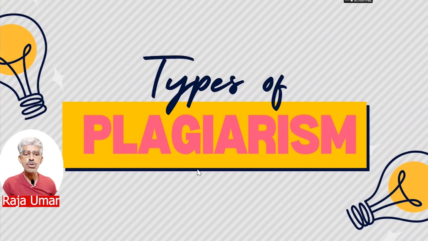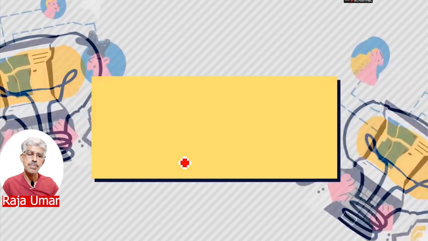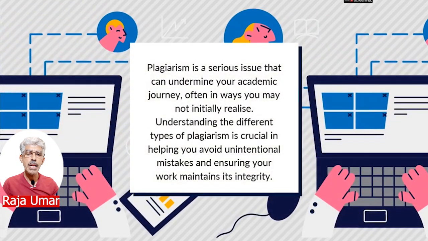So now we are going to talk about certain types of plagiarism. What are they? Plagiarism is a serious issue that can undermine your academic journey, often in ways you may not initially realize, but in the long run that would be really very fatal for you.